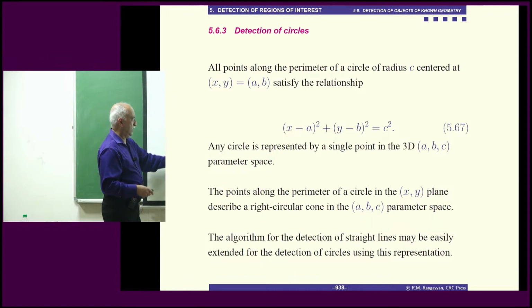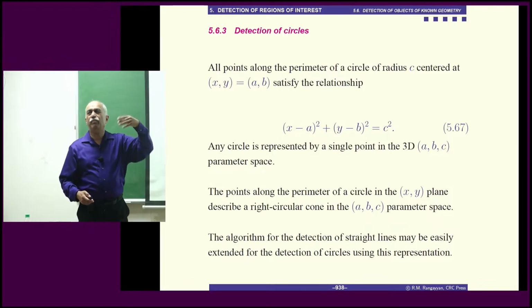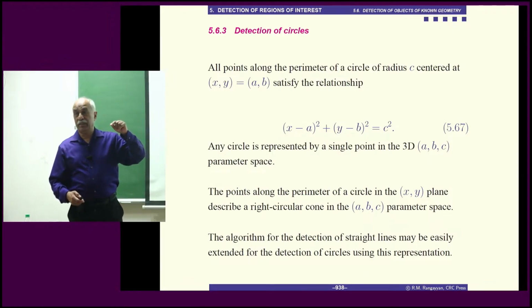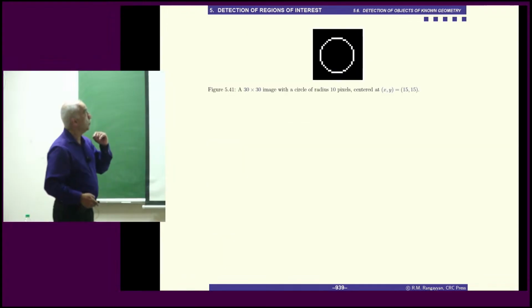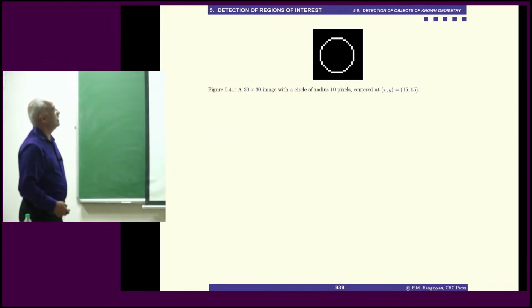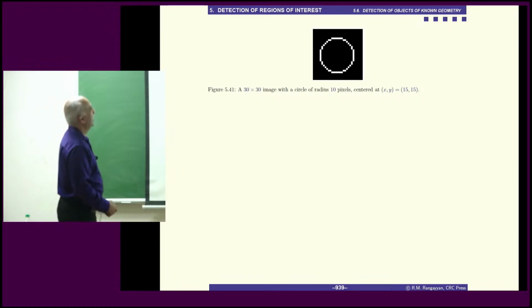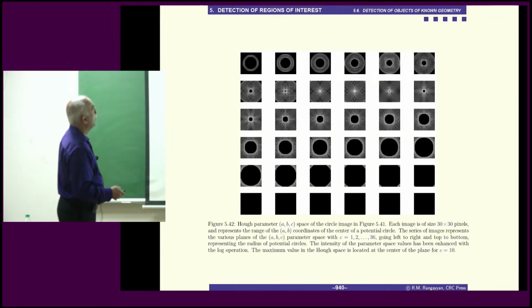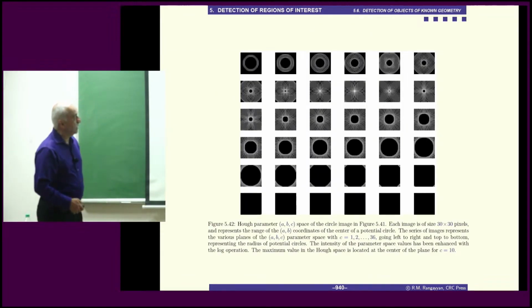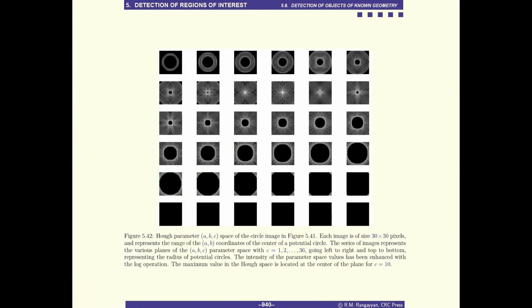I'll show you that. The algorithm for detection is the same as for straight lines, just extended: find peaks, but now in a 3D space, ABC. So here's a circle on a discrete grid, 30 by 30, a radius of 10 pixels, centered at 15, 15. So this is the Hough space in slices. Each image is of size 30 by 30. That is the size of the original image.